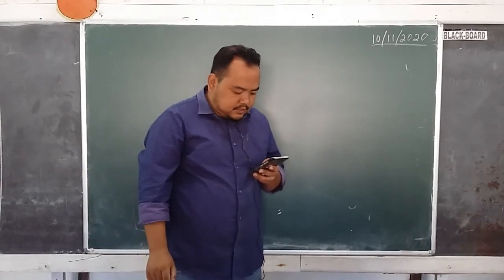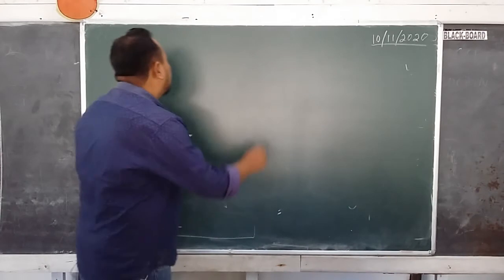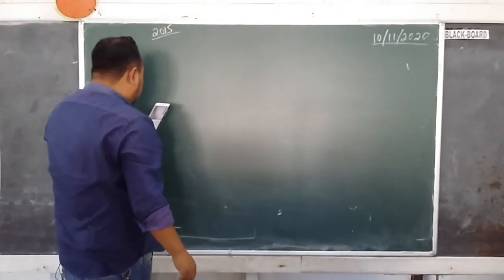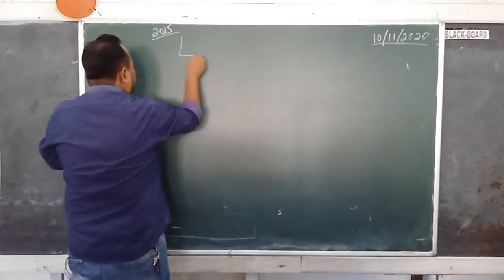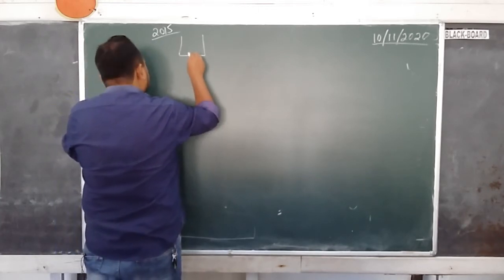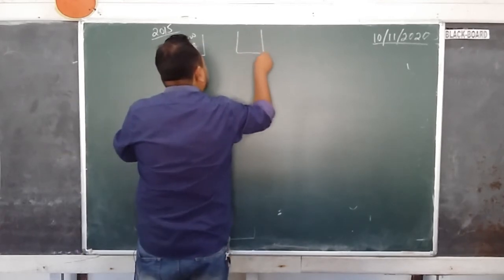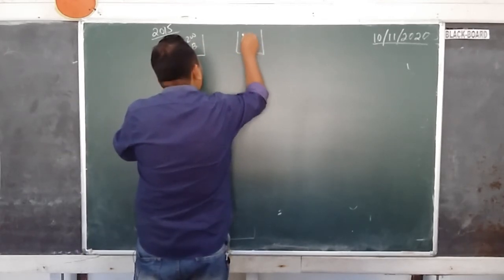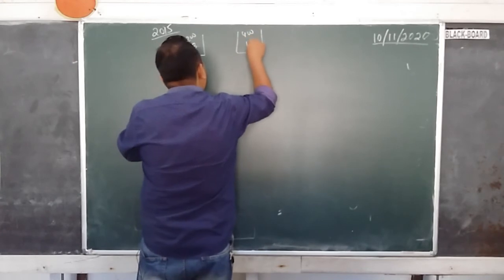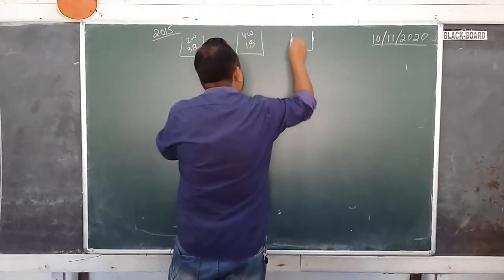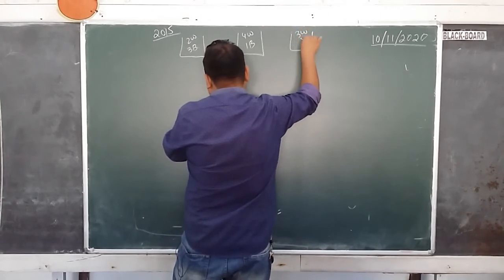Question number ISC 2015, a bit difficult one. Last question, 2015. So I just read the question. There are 3 boxes. Box 1 contains 2 white and 3 black. Box 2 contains 4 white and 1 black, and box C contains 3 white and 4 black.